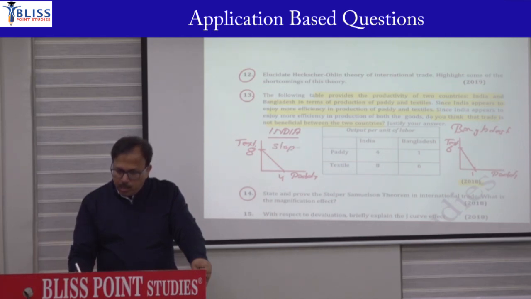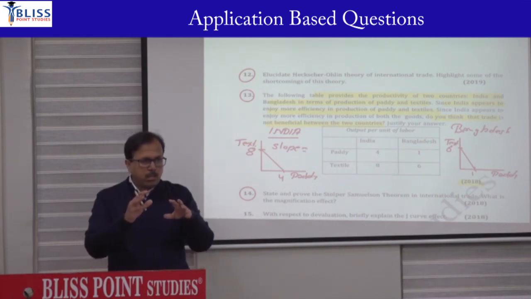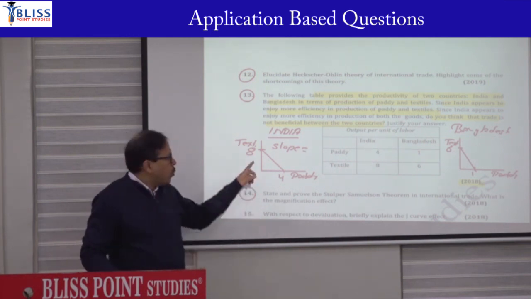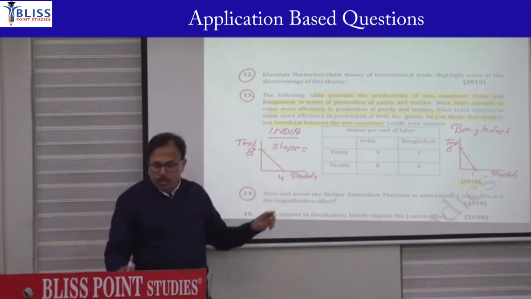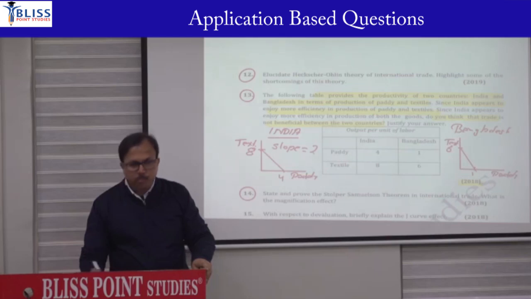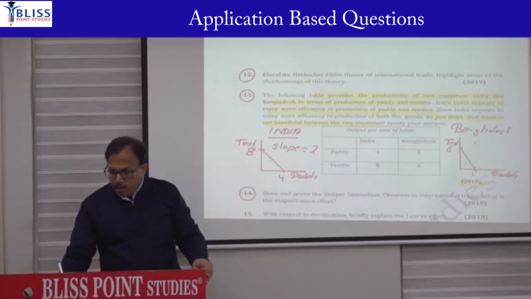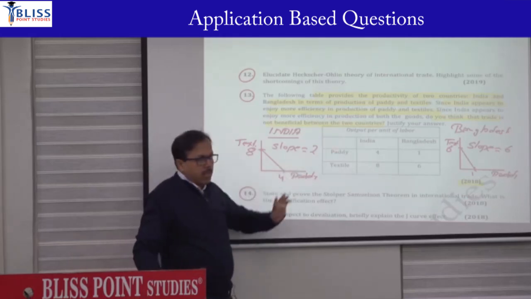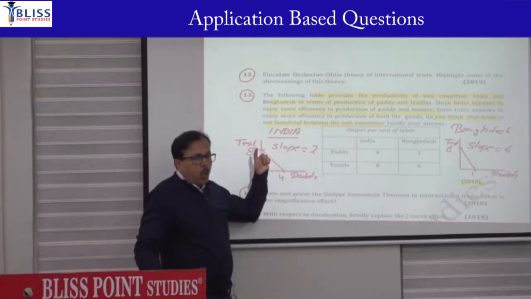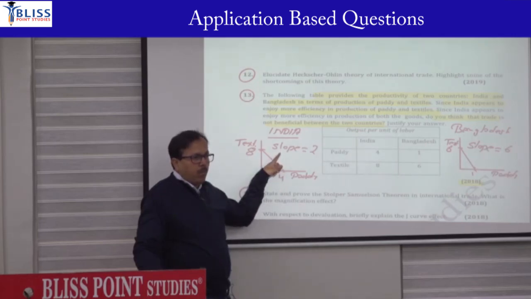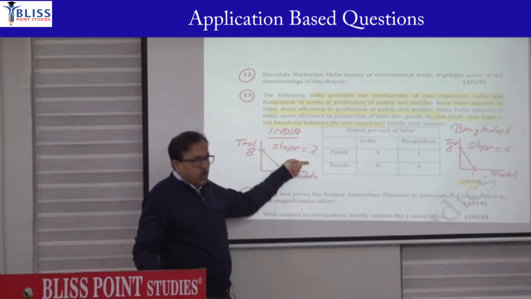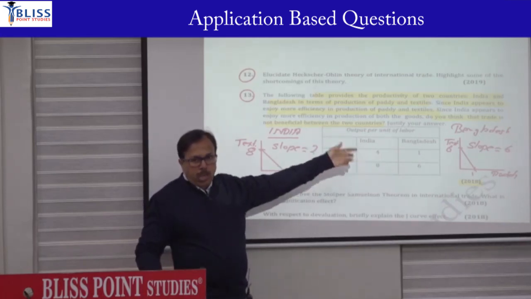When presenting there, what will you do? First of all, plot that, and below that write down the slope. So what is the slope here? Slope is 8/4, slope is 2, and what does slope measure? Opportunity cost of paddy in India. And here what is the slope, 6: opportunity cost of paddy in Bangladesh. So obviously India has comparative cost advantage in producing paddy, and if you take the inverse, that inverse will measure the opportunity cost of textile. So here it will become 1/2 and that number becomes 1/6, so that 1/6 will become less.